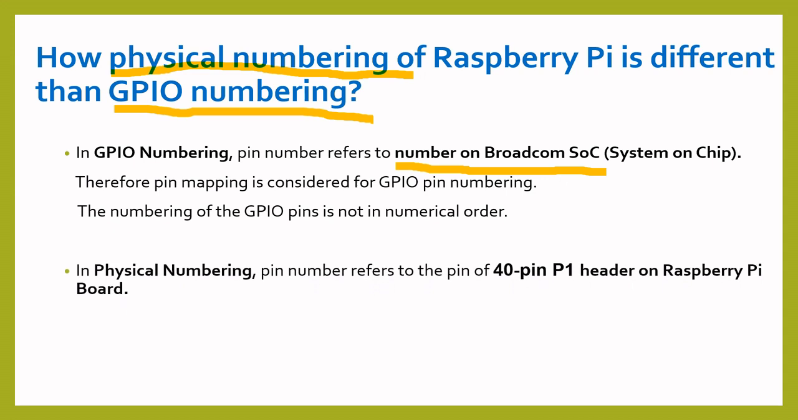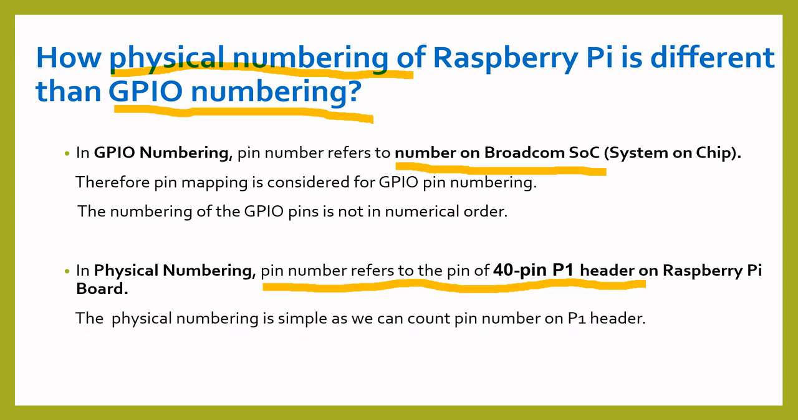Now let's talk about physical numbering. In physical numbering, the pin number always refers to the 40-pin P1 header of Raspberry Pi board. I will repeat, in physical numbering, pin number refers to the 40-pin P1 header of Raspberry Pi board. So we can say that physical numbering is simple as we have to count the pin number of P1 header.